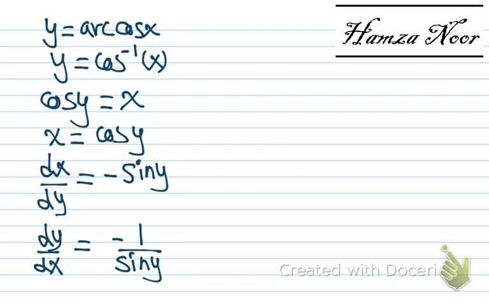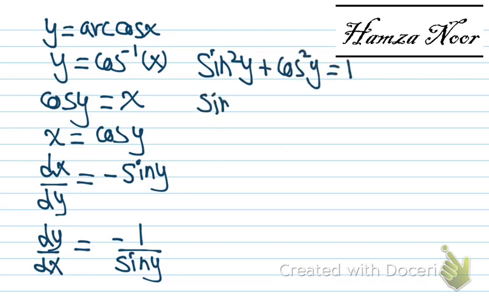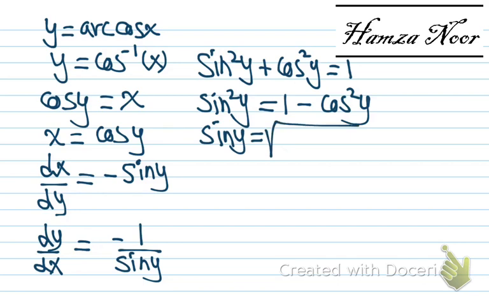Alright, now one of the basic trigonometric identities is that sine square x plus cos square x is equal to 1, but here we need sine y. So you can say that sine square y plus cos square y is equal to 1. So sine square y will be equal to 1 minus cos squared y. So you can say that sine y is equal to under root of 1 minus cos square y.